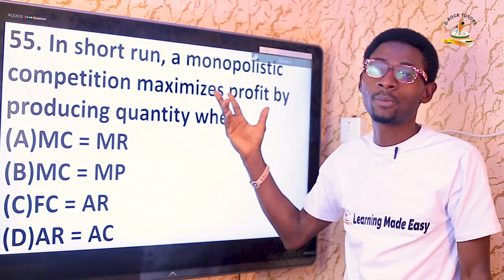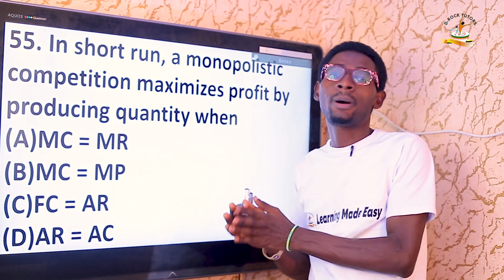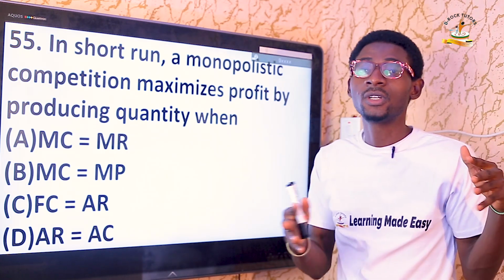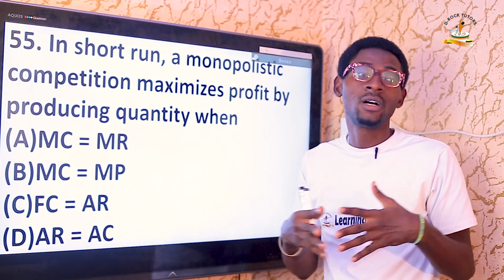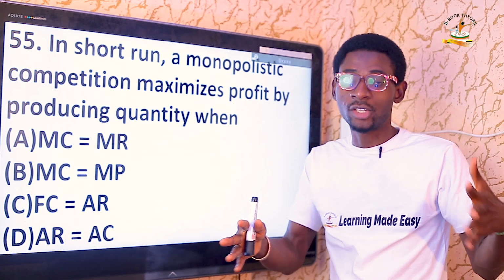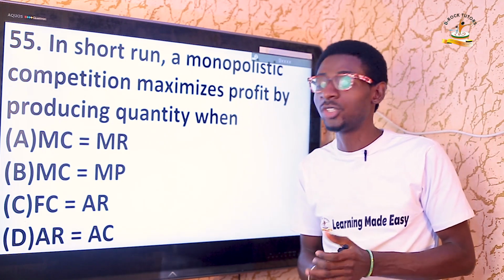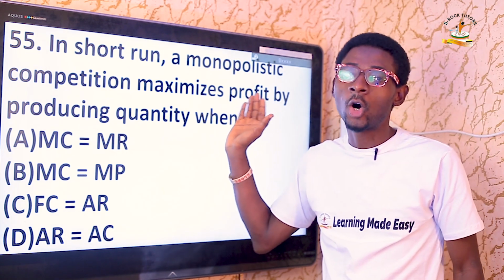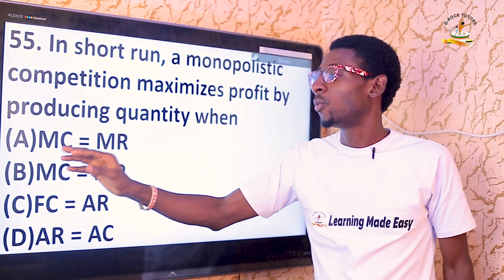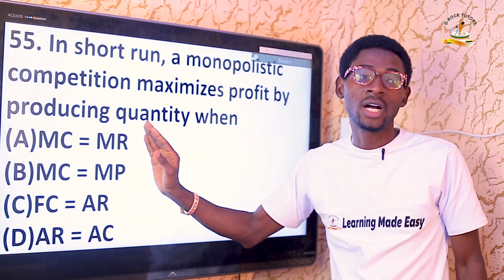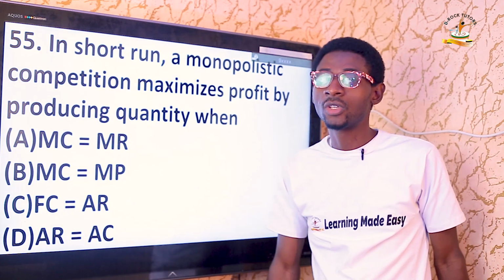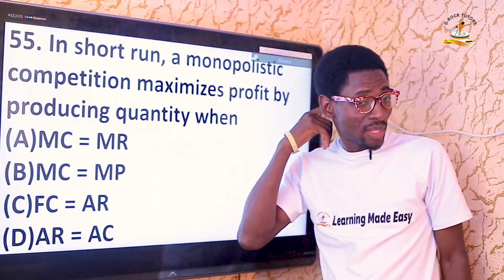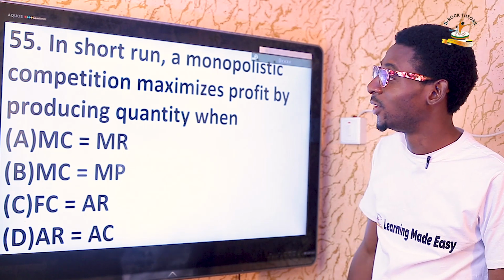In the short run, a monopolistic competition maximizes profits by producing quantity. Monopolistic competition is when we have perfect monopoly and a competitive market existing alongside each other. And in such, equilibrium will be achieved, or profits will be maximized, when marginal cost equals marginal revenue. The answer is option A. Marginal cost equals marginal revenue.